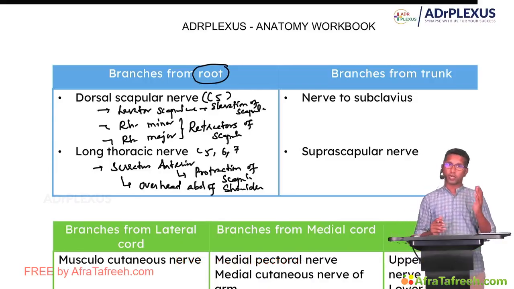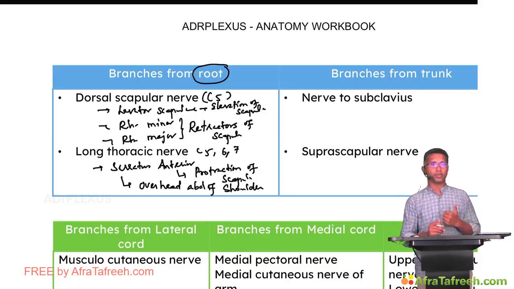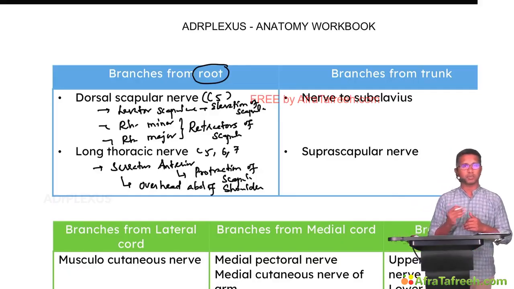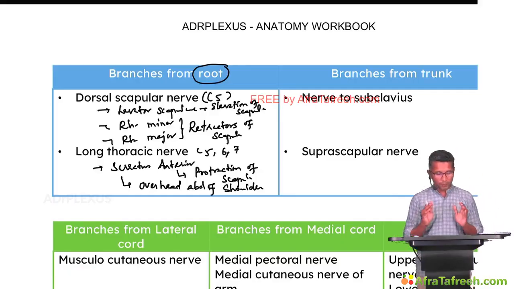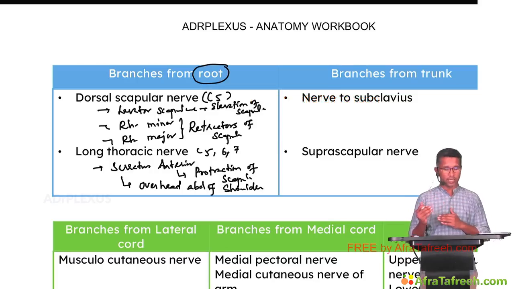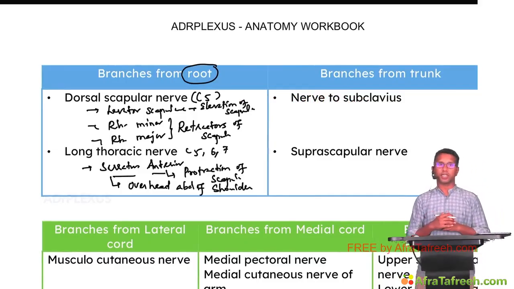Serratus anterior causes protraction of the scapula by that means, and it also helps in overhead abduction along with another muscle. Okay, so the another muscle which helps in overhead abduction of the scapula is trapezius muscle, guys. So clear. So long thoracic nerve is also called as nerve of Bell, also called as nerve to serratus anterior, that supplies the serratus anterior muscle, and we have seen the action of the serratus anterior muscle.